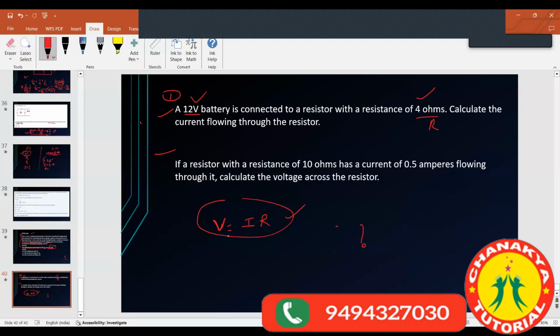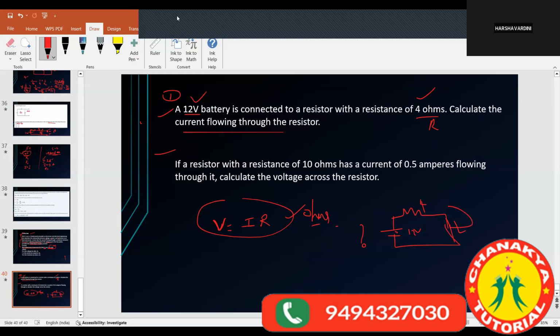Just listen here. V equal to IR is Ohm's law, children. Please remember this is Ohm's law. The first question: a 12-volt battery is connected to a resistor of 4 ohms. Calculate the current flowing through the resistor. There is a circuit with a resistor of 4 ohms and the voltage is 12V. Now they're asking what will be the current flow in the circuit. Because a battery is there, current flow will be there.